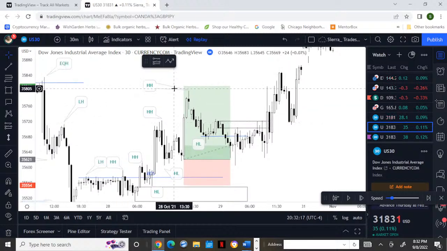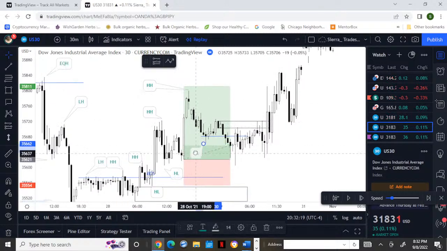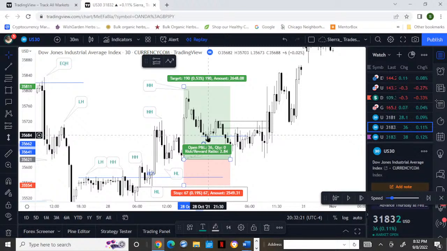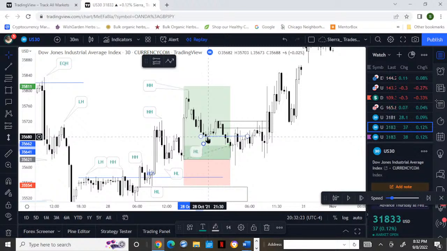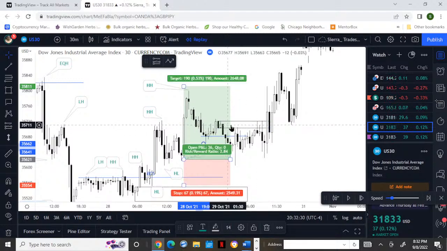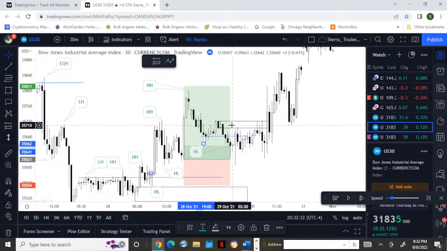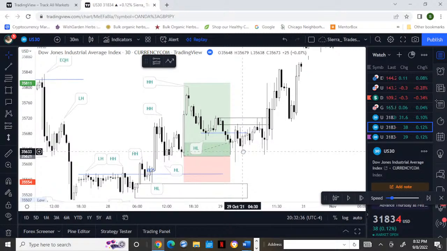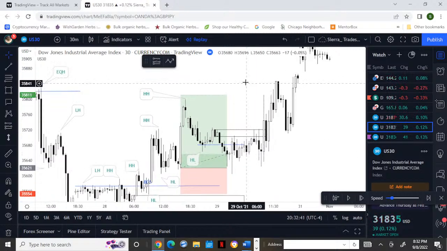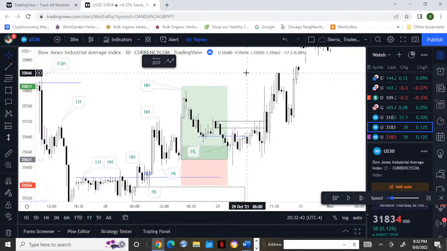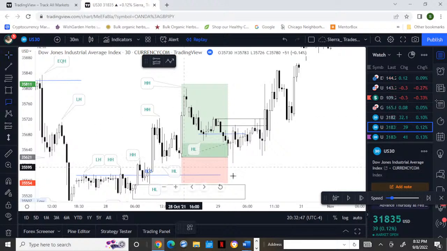So this was a higher high, higher low. That structure broke and it tried to trick you. It tried to make it seem like this was definitely a sell. Then it came back and pushed back up and gave us another higher high. So right here, this is a lower high.